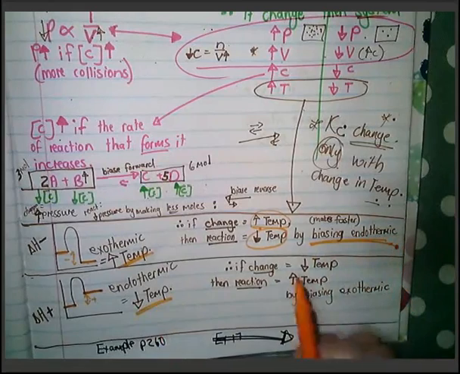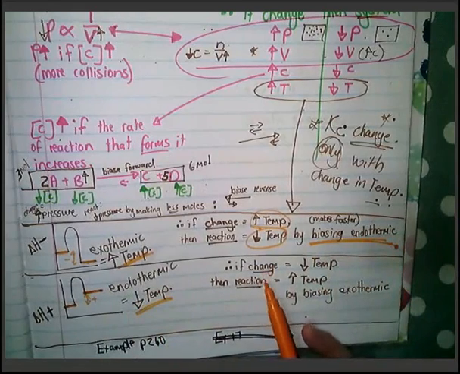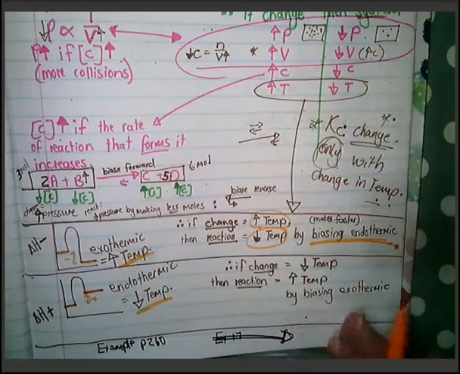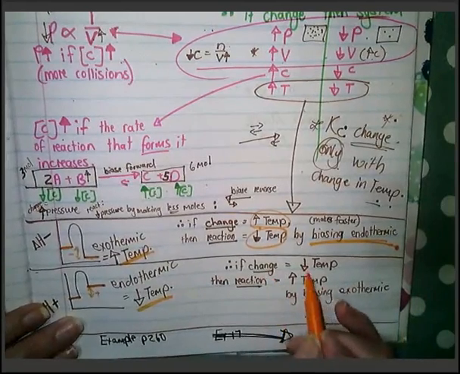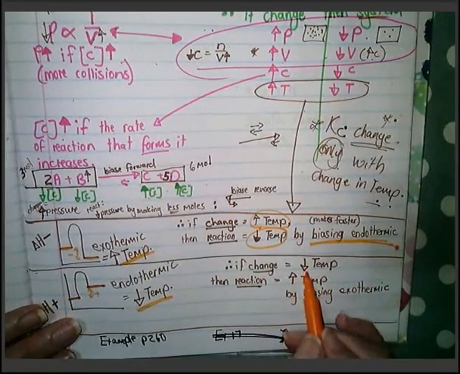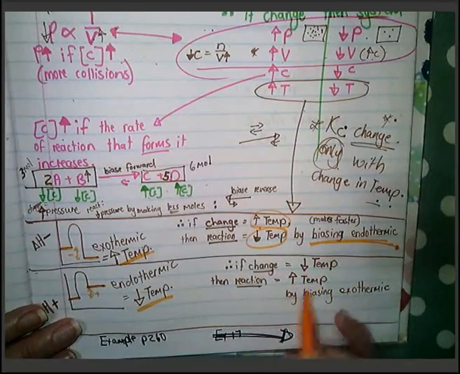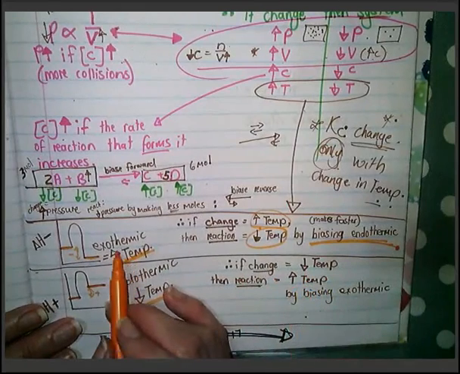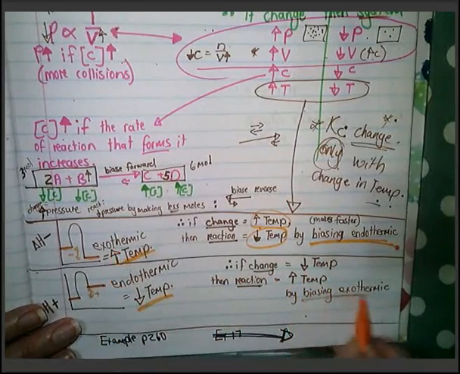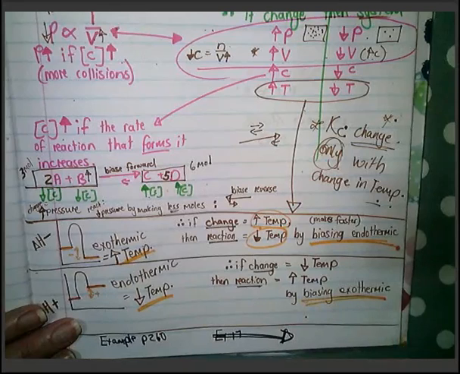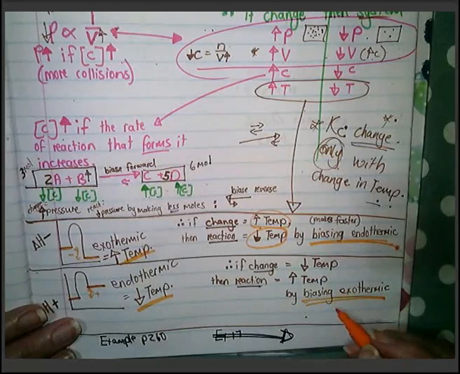The opposite is also true. If the change that happens to the equilibrium reaction is that the temperature is decreased, the system will react by increasing the temperature. What does it do to increase temperature? It biases the exothermic reaction, because exothermic makes it warmer again. Right.